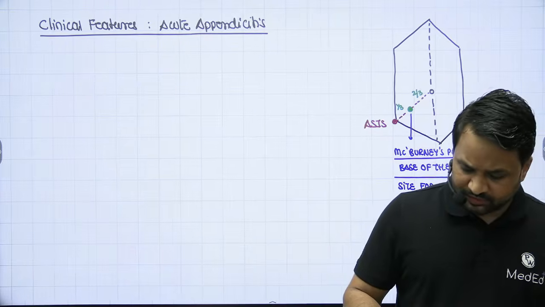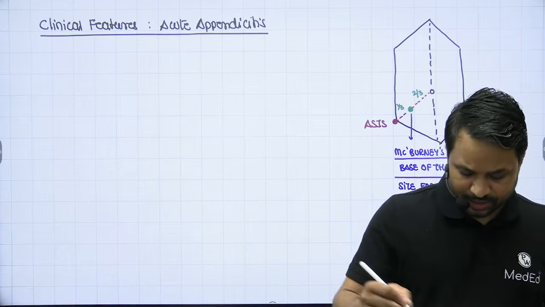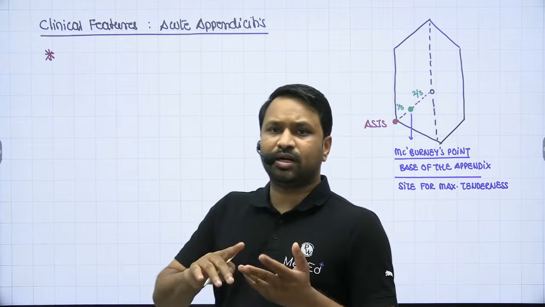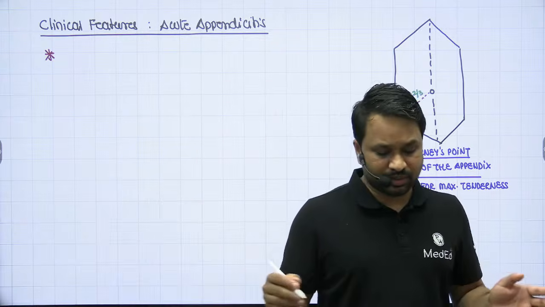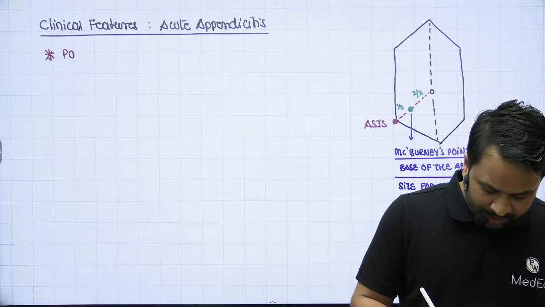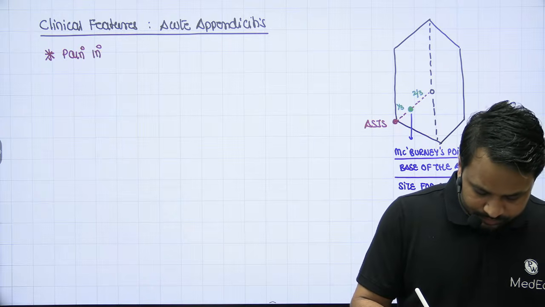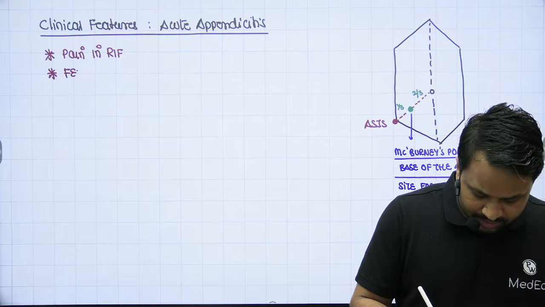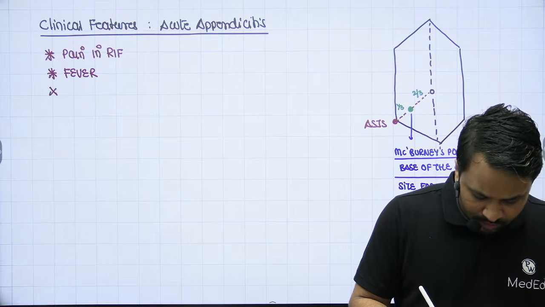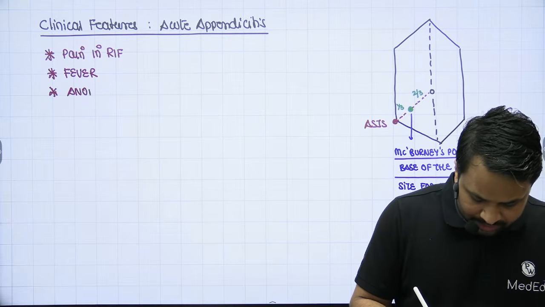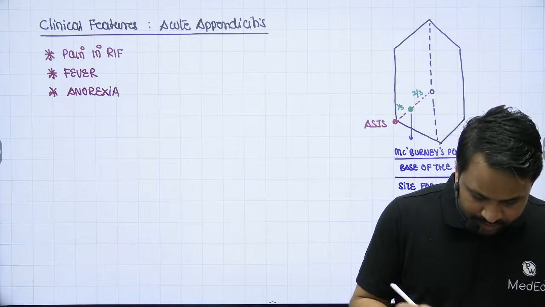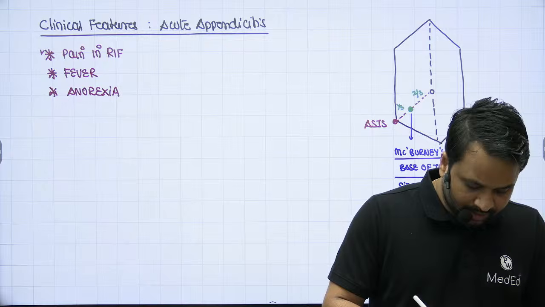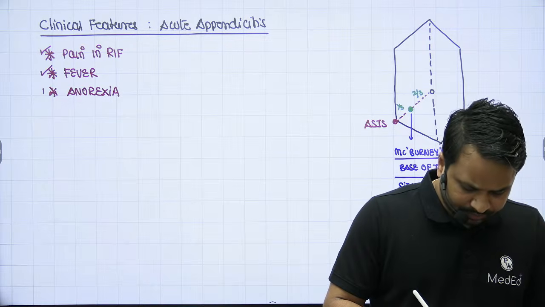Now, what are the clinical features that you're going to experience? Now, the patient will present to you. See, appendicitis is an inflammation of the vermiform appendix. So these are the presenting features that you will see. The patient is going to have pain in the right iliac fossa, associated with fever, and the patient will also have anorexia. So pain, fever, and anorexia are the components that you will see in the patient.